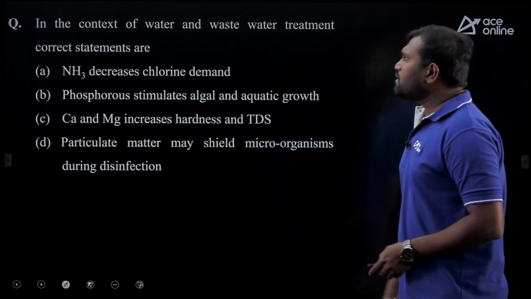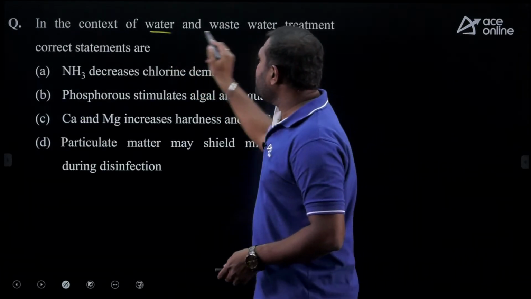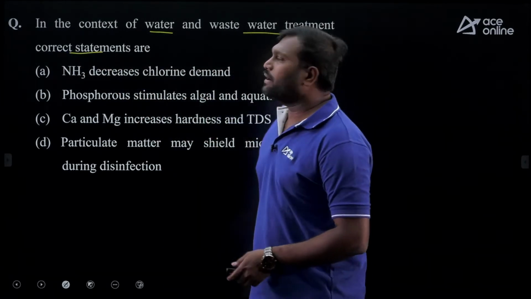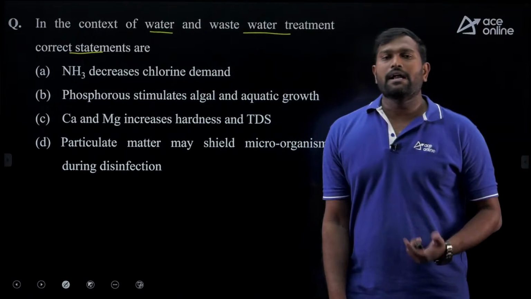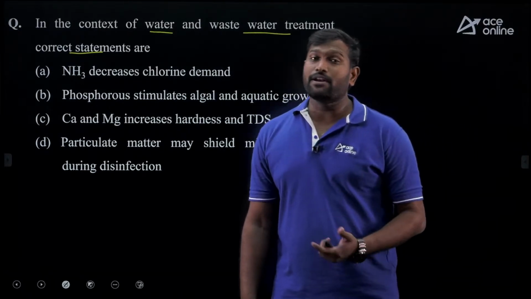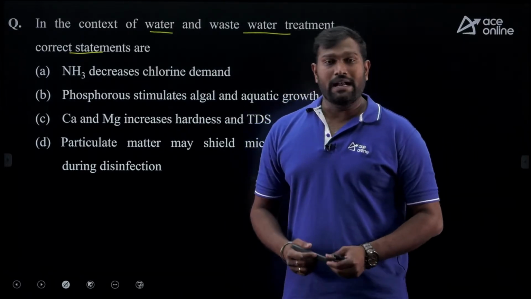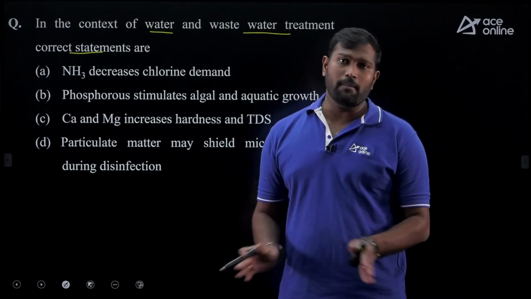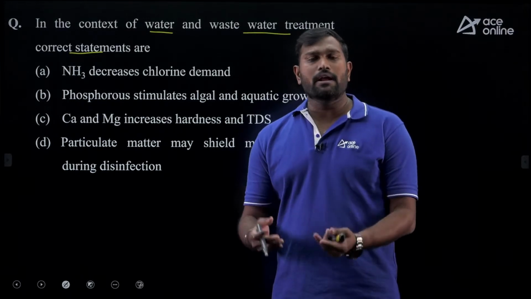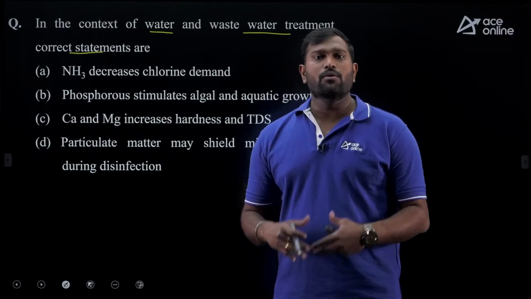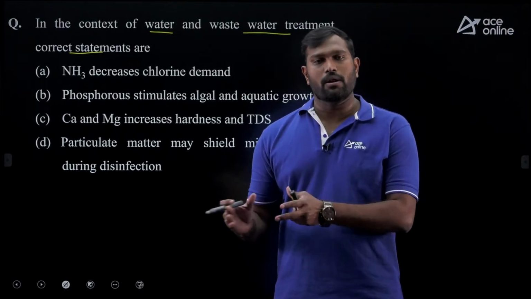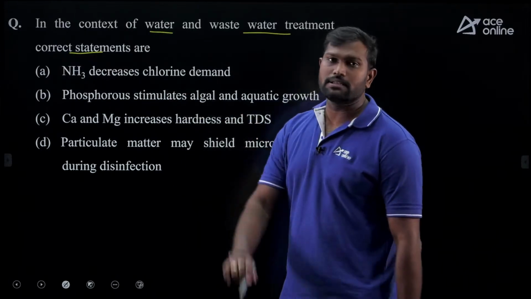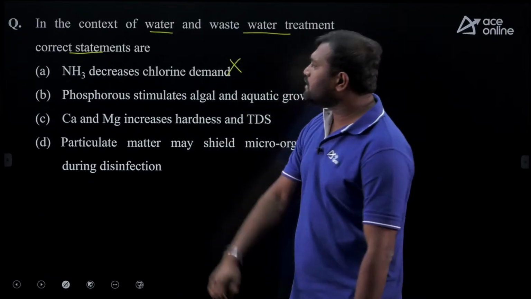Next, in the context of the water and the wastewater treatment, which of the following are the correct statements? NH3 decreases the chlorine demand, obviously. When we add the chlorine to the water, first of all, it oxidizes the iron and manganese, and then it starts to react with the ammonia, and finally it is going to remove the microbes. The more the ammonia content in the water, the more the chlorine required to form the chloramines. So NH3 decreases chlorine demand? No, NH3 will increase the chlorine demand. So this is an incorrect statement.